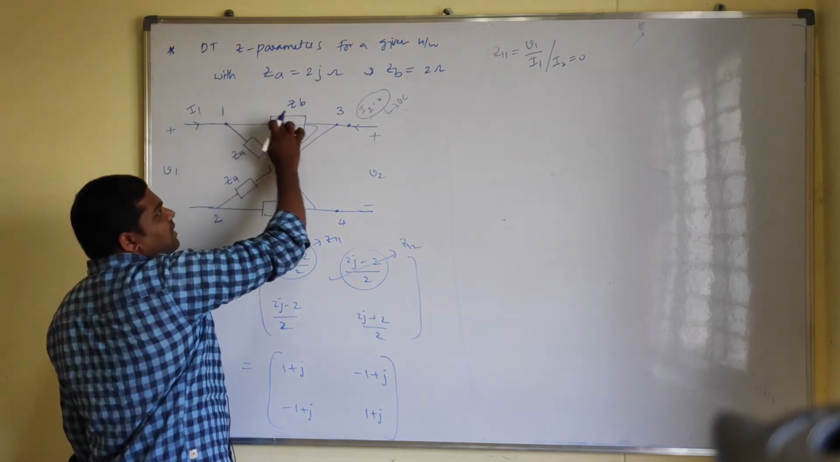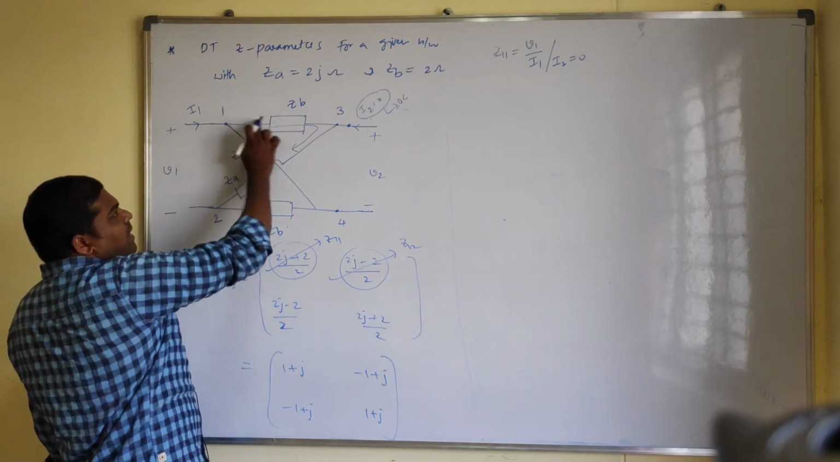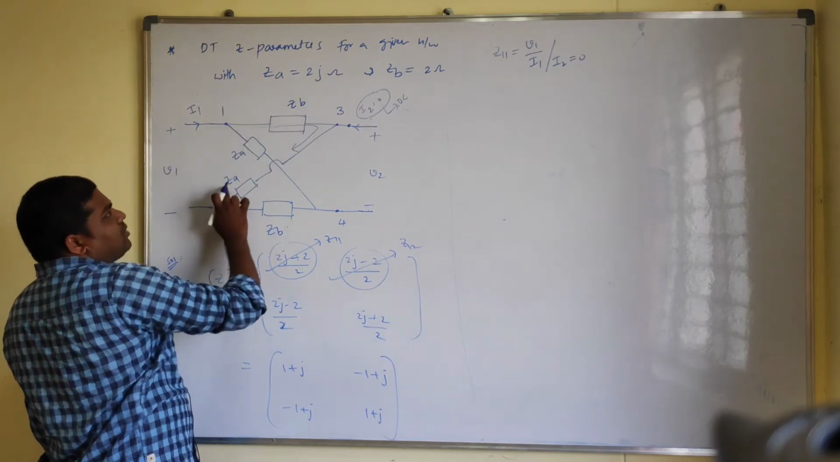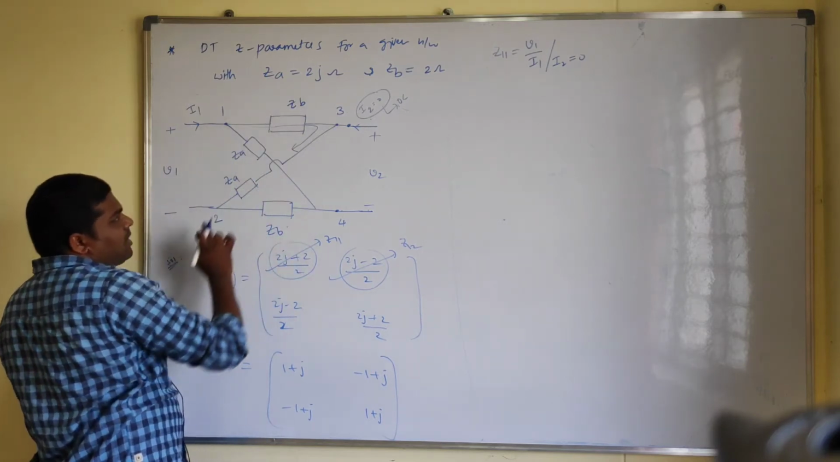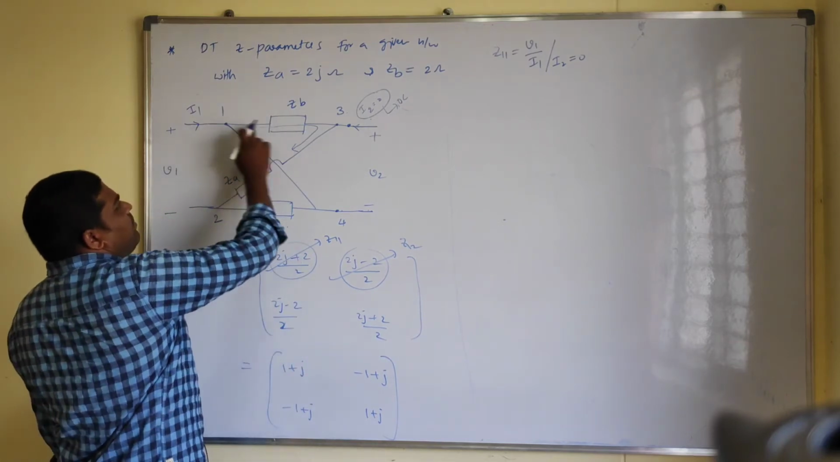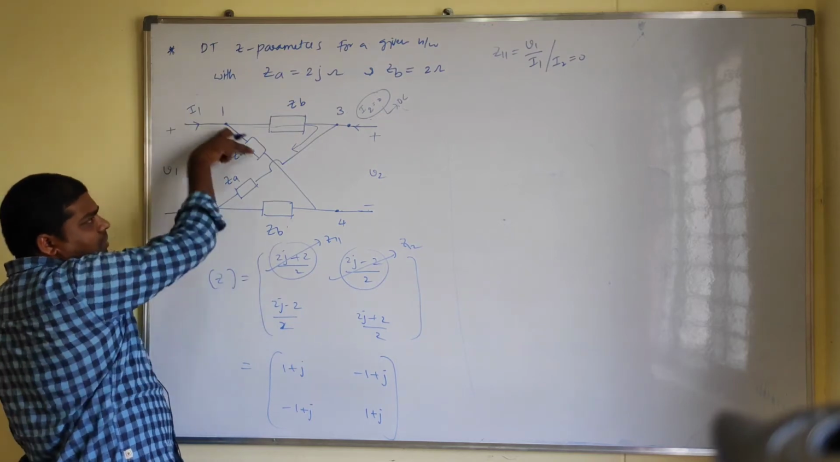If you assume this one as one complete branch, this branch has two resistive elements, ZB and ZA, so the total branch impedance equals what? ZA plus ZB. For this ZA plus ZB, we have a certain amount of current, right?